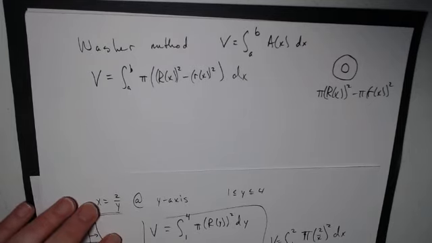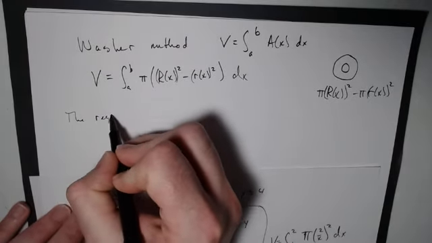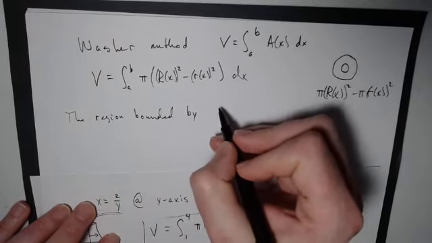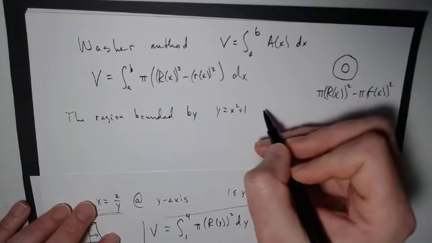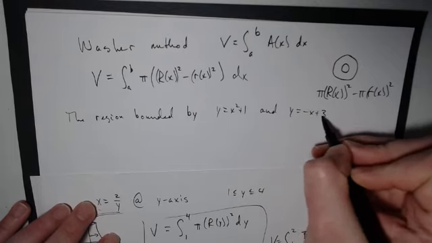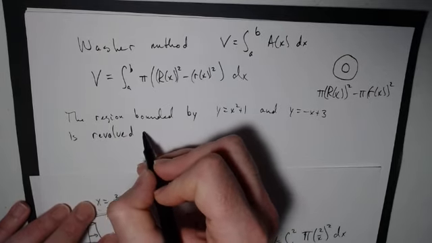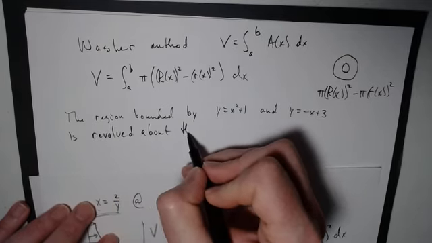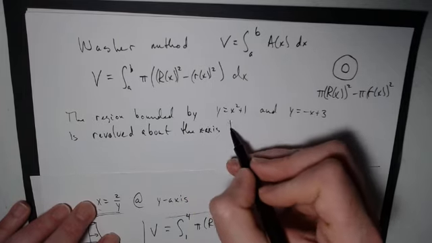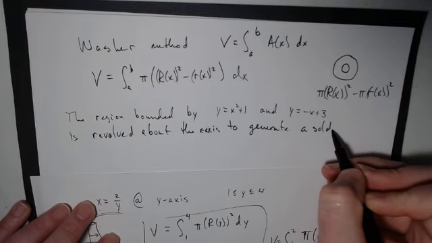Well, example 9 is a good example of this. So the region bounded by y equals x squared plus 1 and y equals negative x plus 3 is revolved about the x-axis to generate a solid. We're going to find the volume in a second.